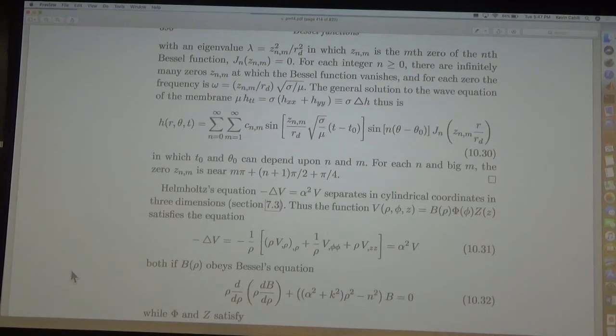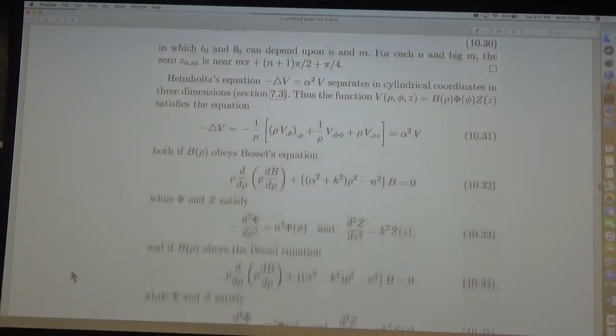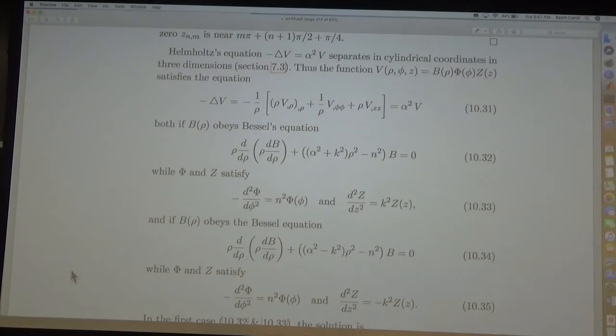So let's go down a little bit here. So that's the end of the example. The rest of this is that Helmholtz's equation separates in cylindrical coordinates in 3 dimensions, and that's where it's often used. You then have B of rho, Phi of phi, and Z of z, and so that's the equation.